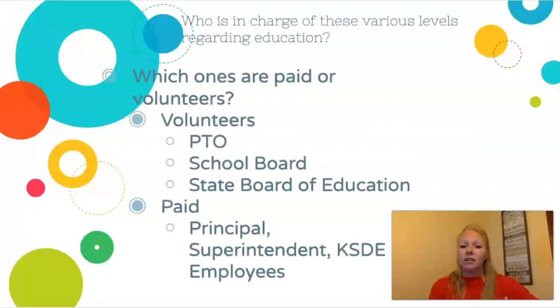So who's in charge of the various levels again, and which ones are paid and which ones are volunteers? So kind of at the local level, I broke it down and I said the volunteers are our parent-teacher organization. I'm part of our PTO, and we provide a lot of funding for the school to buy things such as playground equipment, upgrades in the school. We've put in new water fountains and things like that, kind of whatever the school is needing but maybe isn't able to afford. We try to help out through our fundraising, or we try to split the bill if we can. The local school board is a volunteer, and then the State Board of Education are volunteers. Paid, I put the principal, superintendent, and KSDE employees.